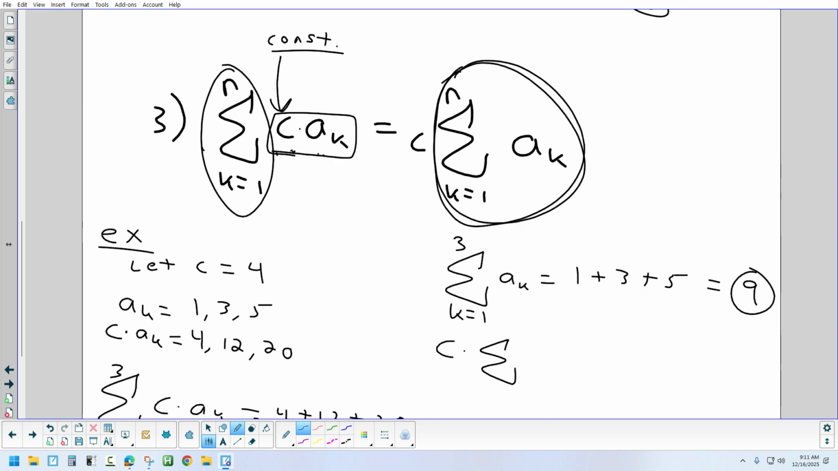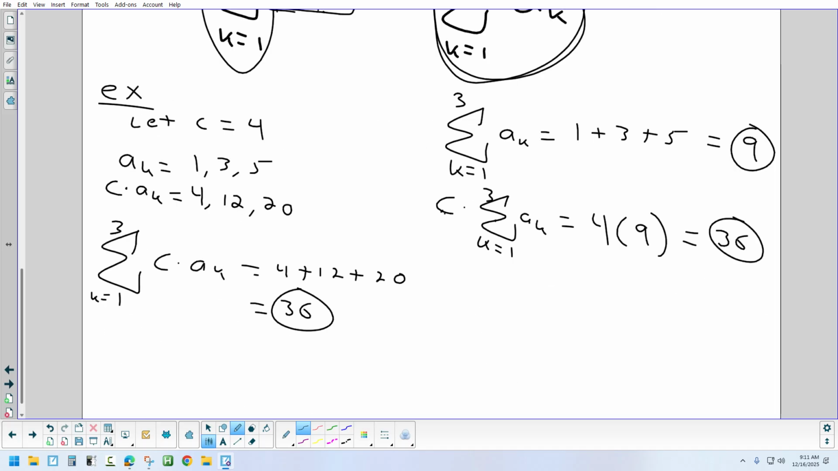C times what we just got. So in our case, C is 4. When we added up all the numbers in A sub k, we got 9. What's 4 times 9? 36. You got 36 here. So you can do it either way. If you want to multiply all the numbers in a sequence by something and then add them up, you can either add up all the numbers in the sequence first and then multiply by your number after, or multiply every number individually and add those up. It'll come out the same way.